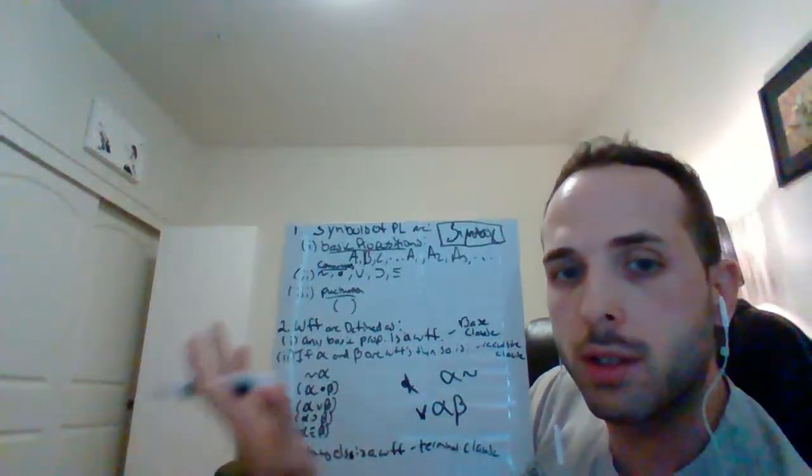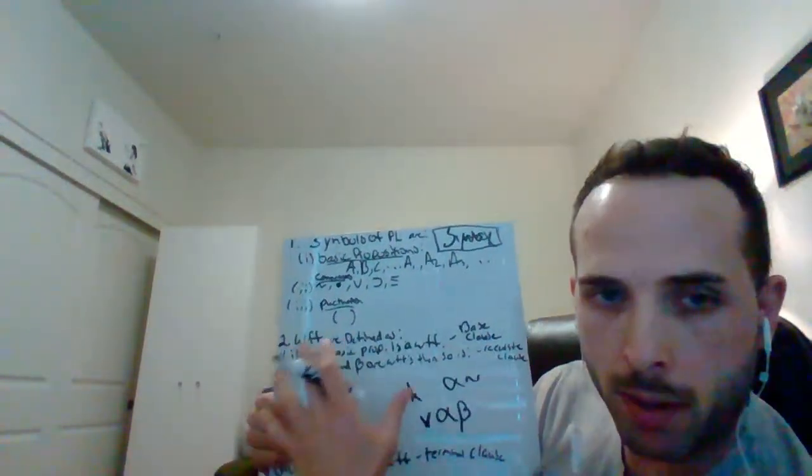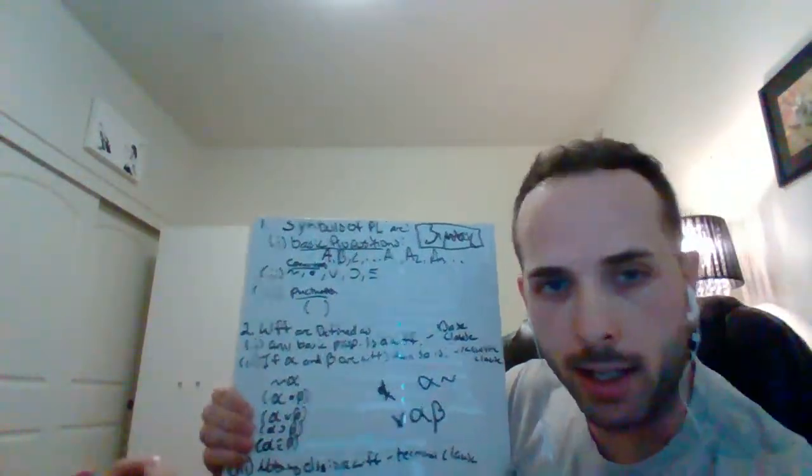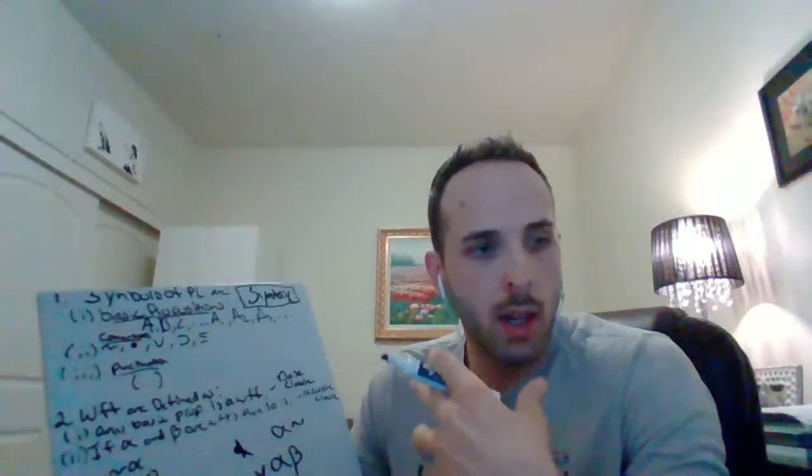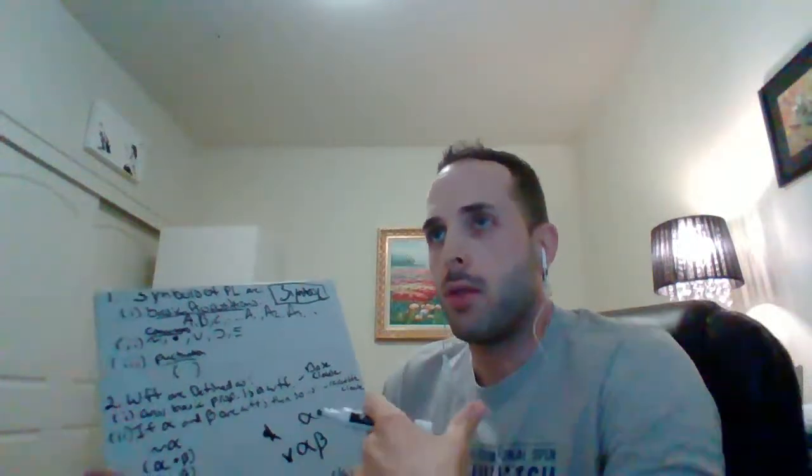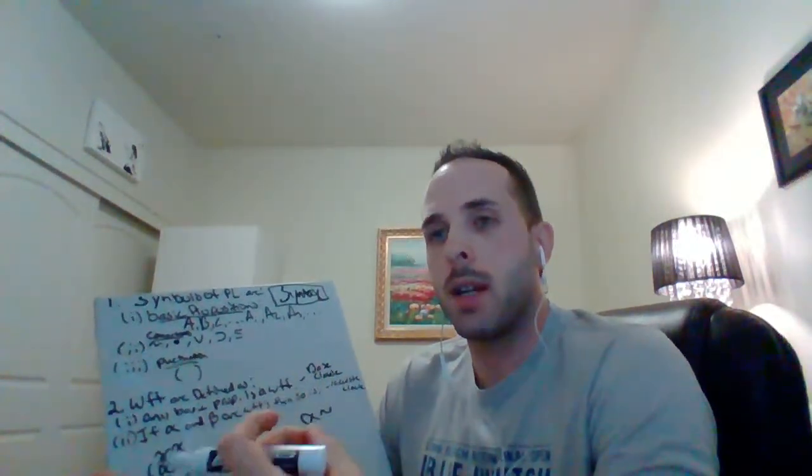So now we need to put some meaning into our formulas. This is going to be the semantics. And this is where, as the book describes in 6.1, this is what we mean by the meaning.